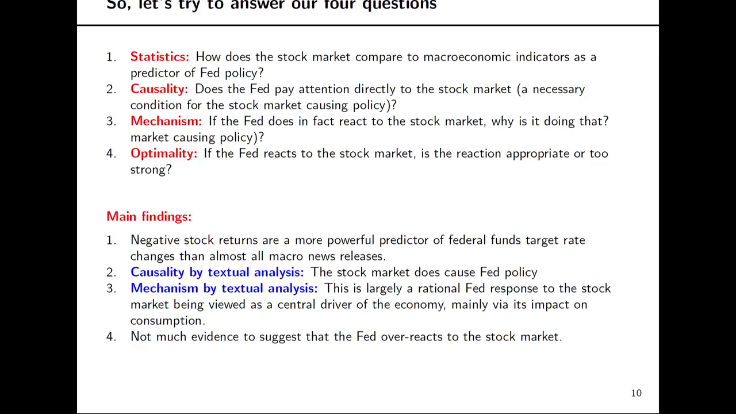What will come out of this is that the stock market seems to cause Fed policy, and that the key mechanism behind this is that the Fed has a strong belief in a consumption wealth effect. So when the stock market goes down, households are losing wealth, and that causally drives their consumption. In turn, it drives the Fed's growth forecast, and through that, in a standard Taylor rule framework, the Fed's policy rate. And there's not going to be a lot of evidence, actually, that the Fed is overreacting to the stock market. We'll have some details there.